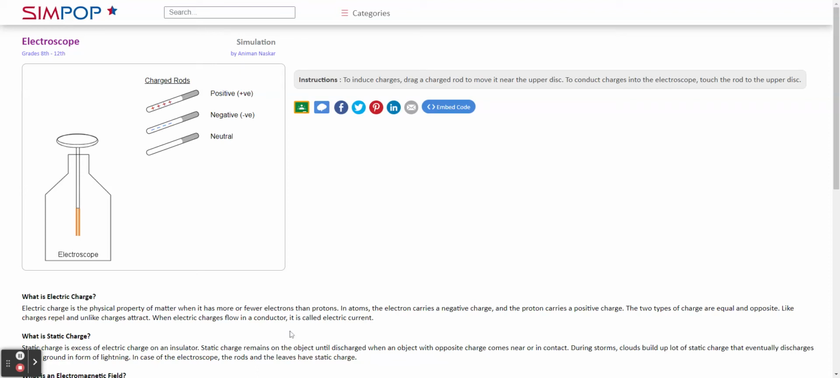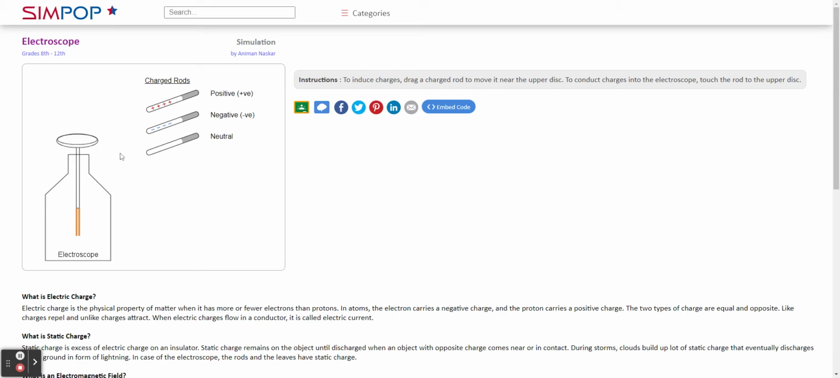Hey friends, so I know some of you were unable to open this simulation for the electroscope that we're using for today's lab. So I wanted to go through exactly what you should see. We'll do it in class together as well, but I wanted you to have a video so you could rewatch it if you needed to.